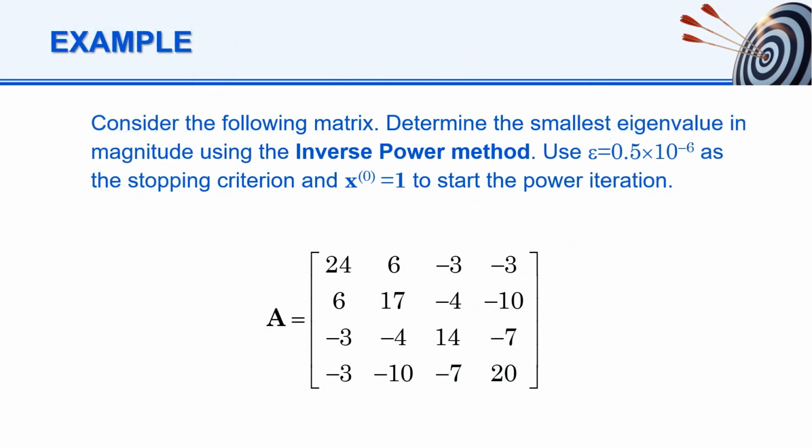Let us consider the following matrix. We would like to determine the smallest eigenvalue in magnitude using the inverse power method. We will use 0.5 times 10 to the minus 6 as the stopping criterion and a vector of 1s as an initial vector to start the power iteration.